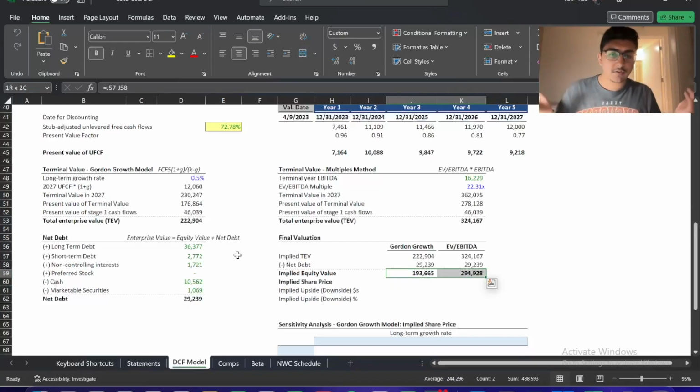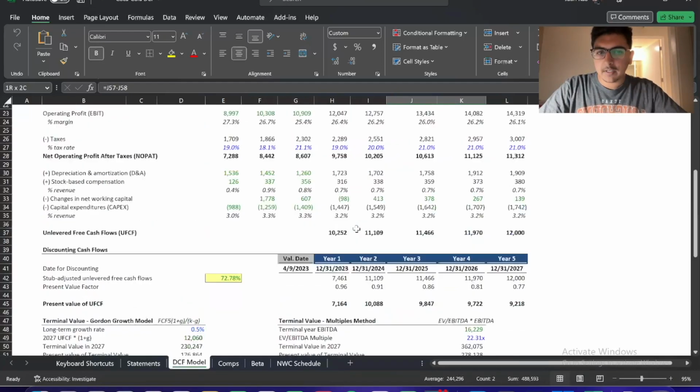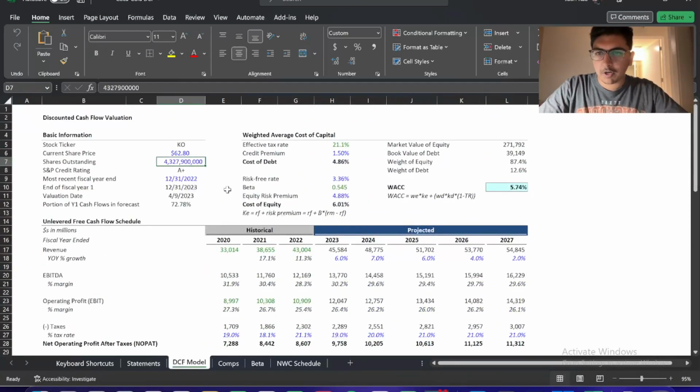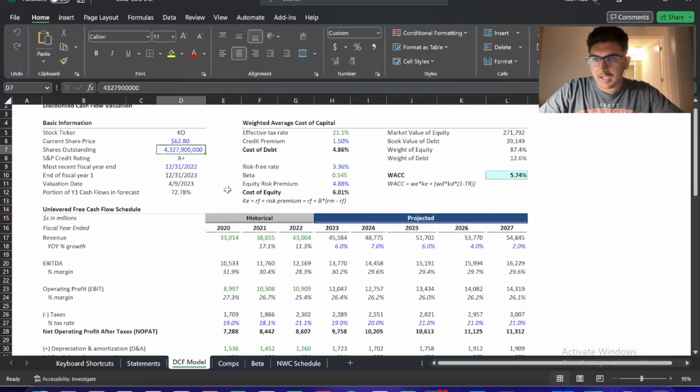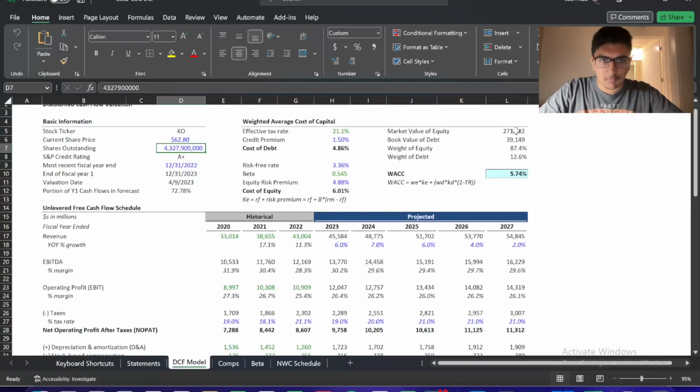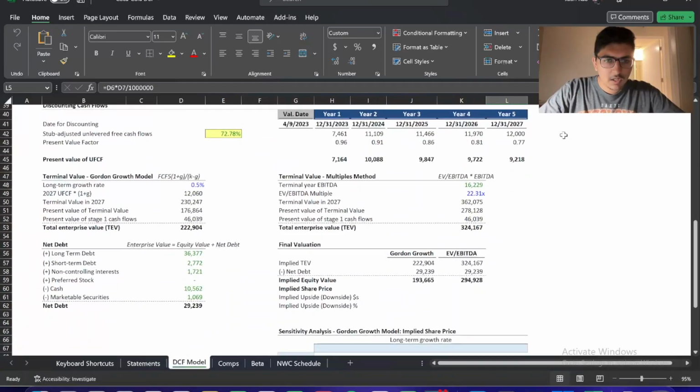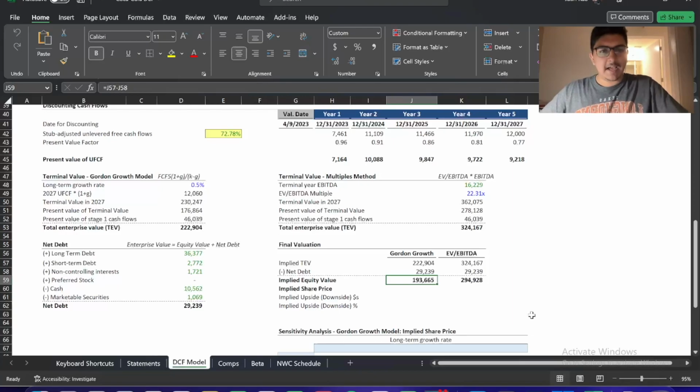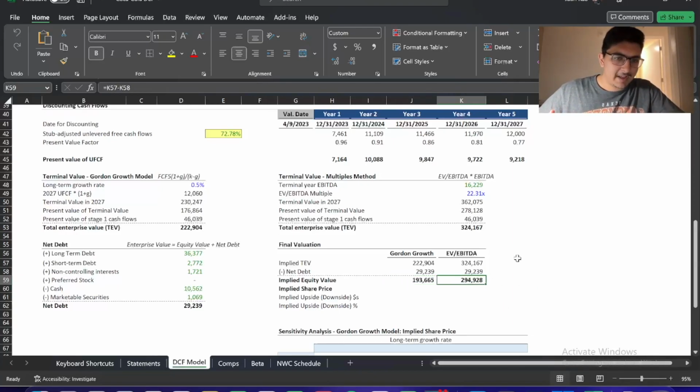So this is our market cap. This is what we calculate the market cap of Coca-Cola to be. Really quickly, if we go up here, we notice that the market cap is 4.327 billion. And their market cap is 271 billion. And here with Gordon growth, it's saying that it is less than that. With EV to EBITDA, it's saying it's more than that. So we're going to have to smooth this out a little bit.